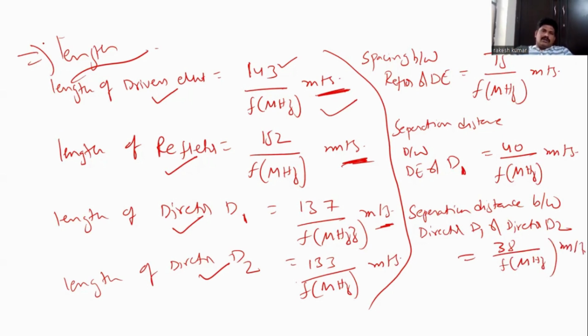So this is regarding the length of elements of the Yagi-Uda antenna, and this is the spacing between the different elements in the Yagi-Uda antenna. Let us solve one problem based on the Yagi-Uda antenna, a design of a Yagi-Uda antenna. The question is like this.